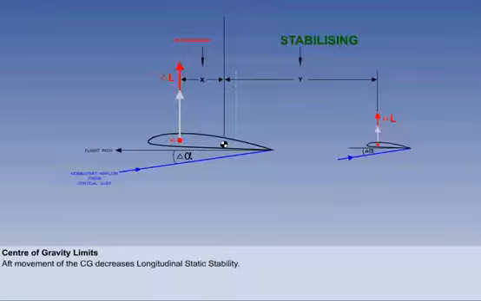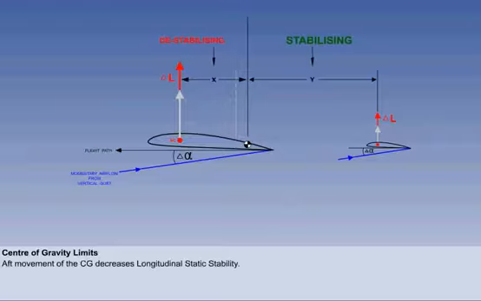If the centre of gravity moves aft, the length of both arms will change again. The tail arm becomes shorter, which makes the stabilizing moment smaller. And at the same time, the wing arm becomes longer, which makes the destabilizing moment bigger. Therefore, with the centre of gravity in a more aft position, the aircraft has less longitudinal static stability.